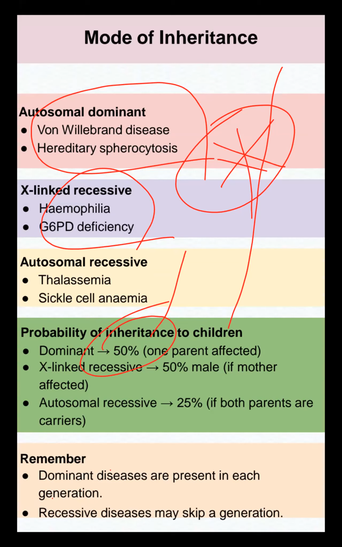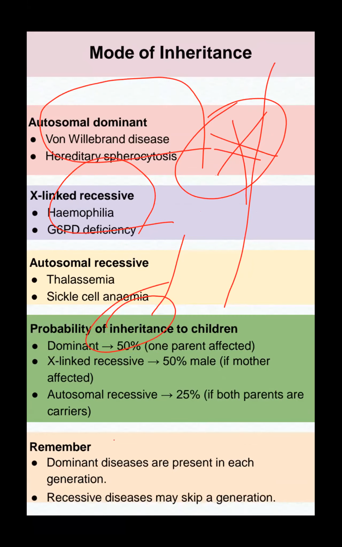With X-linked recessive, 50% of males will be the sufferers, or the mother will be affected, but the male will be the carrier. Autosomal recessive means 25% will be carriers, 25% will be affected, and 25% will be normal. I just want to draw a chart.